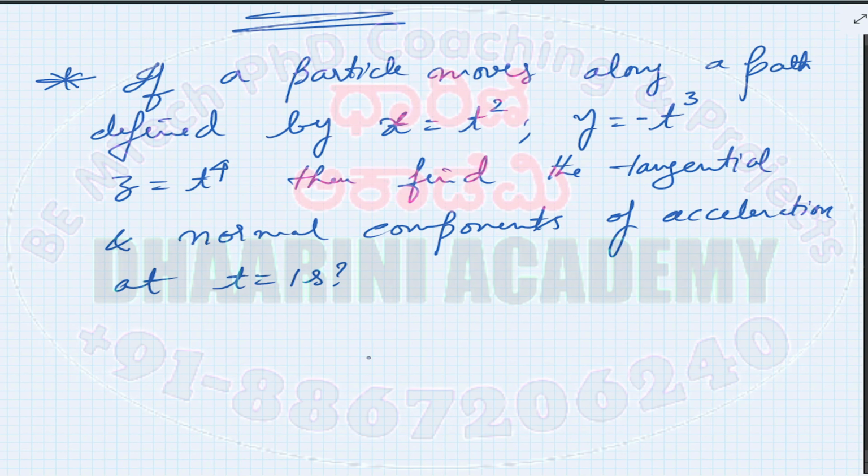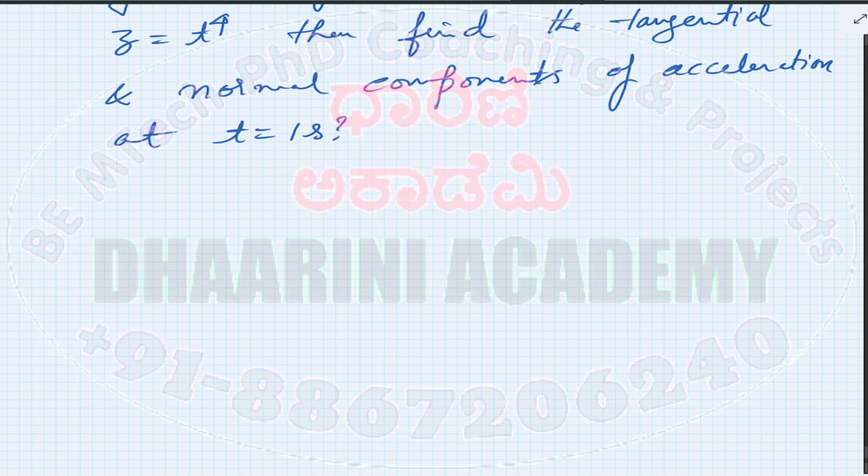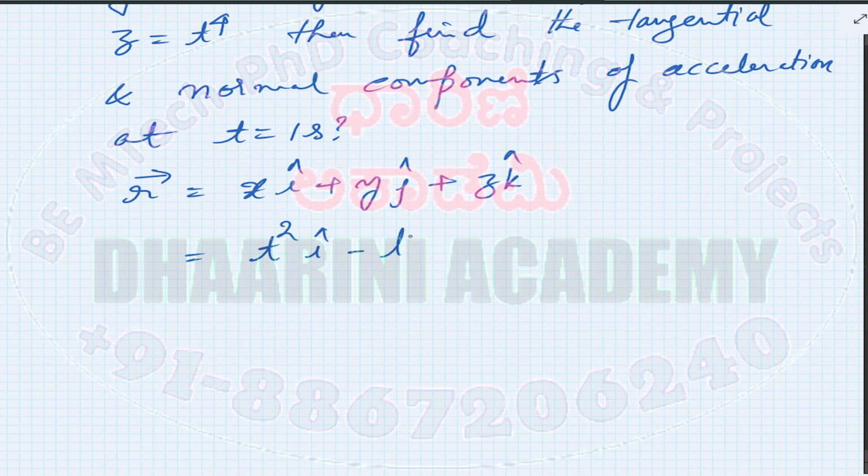All right. So initially you can see that our objective is to find the normal component of acceleration, but I need to write the vector first. Okay, vector is nothing but x into i cap plus y into j cap plus z into k cap. This means x, y, z values have already been given. So this is t square into i minus t cube into j plus t to the power 4 into k cap. I got this now. So this is the position vector of the particle which is moving around some curve.